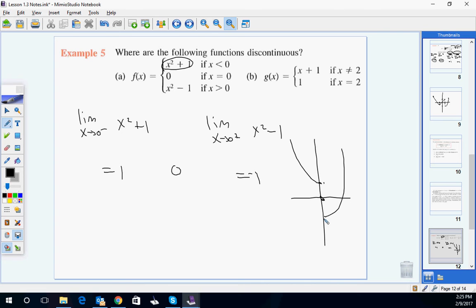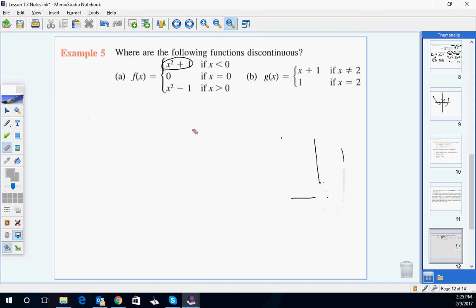Okay, for part B, let's look at part B here. All right, part B. So now we're taking the limit at 2. 2 is where some change is going on. But the weird thing is that from left and right, I have a graph and I have a point. So from left and right, which one am I going to evaluate? The first one. The first one is everywhere but 2.